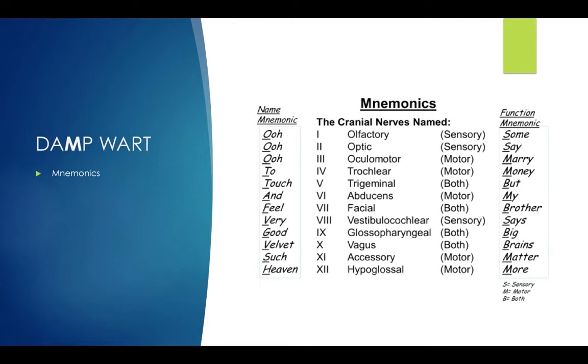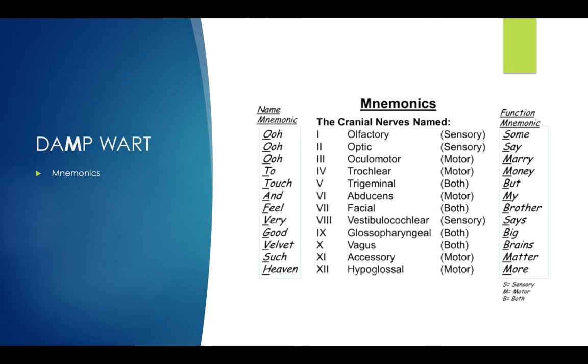Let's look at the other mnemonic, the function mnemonic, whether it's sensory, motor, or both. That mnemonic is, one of the versions is, some say marry money, but my brother says big brains matter more. Sometimes it's not brains, it could be a different B word. But anything with an S is sensory, anything with an M is motor, anything with a B is both.